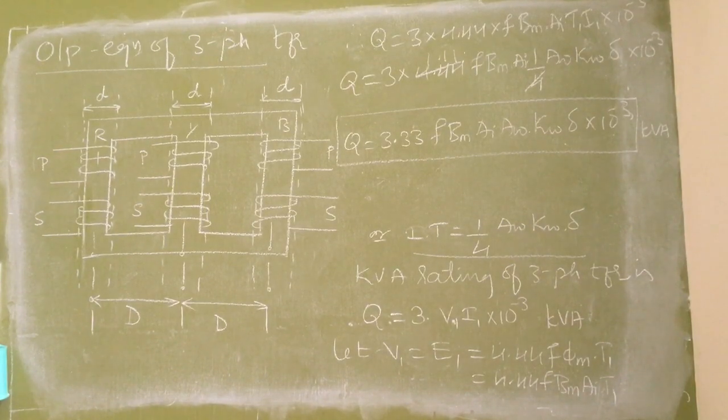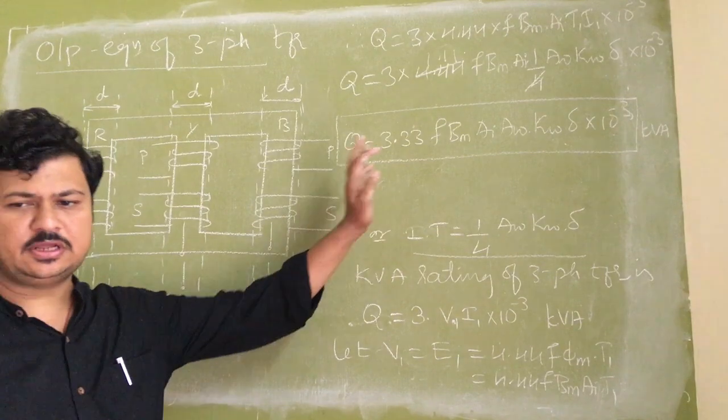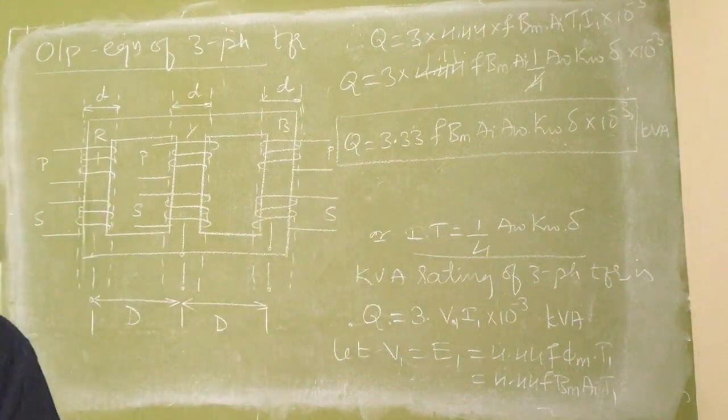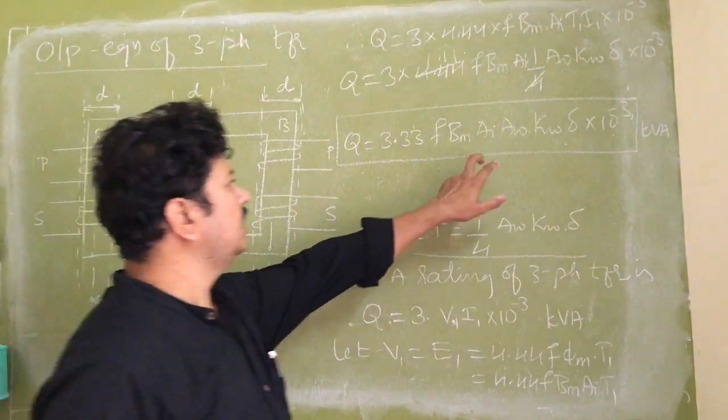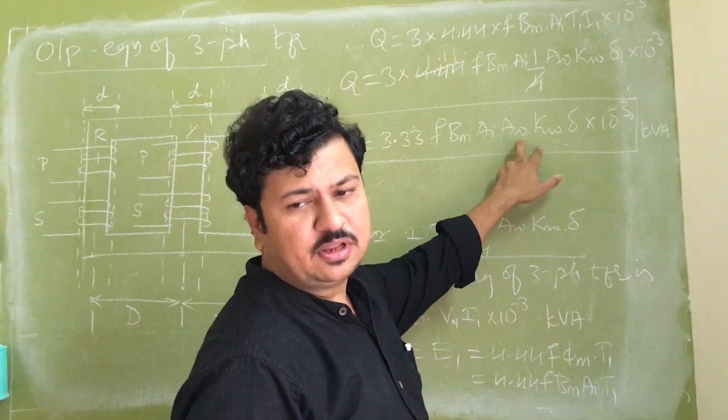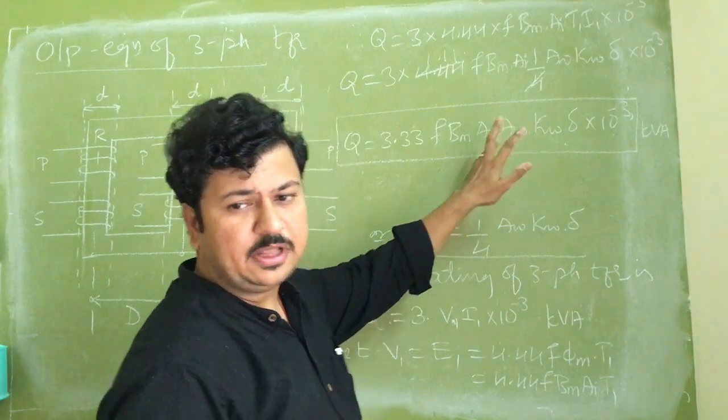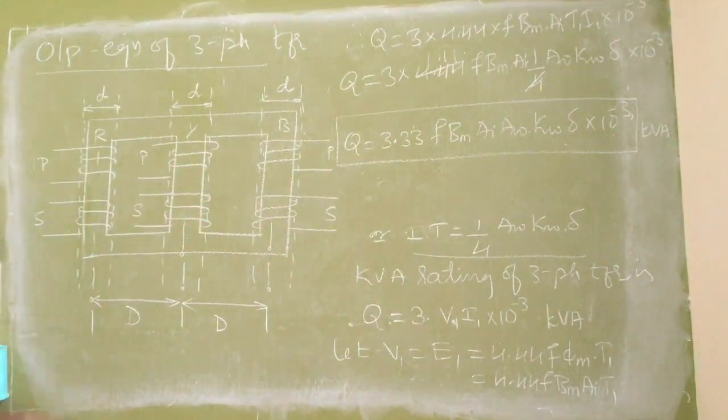Output equation of single phase is 2.22, output equation of 3 phase is 3.33. Rest all things will remain the same, because I am taking all other values as per phase and per window. Okay, so this AW KW is per phase, per window, copper area.